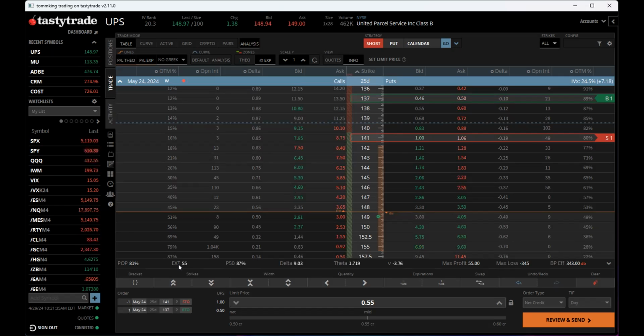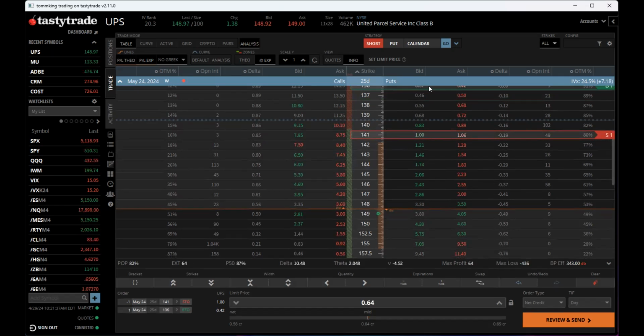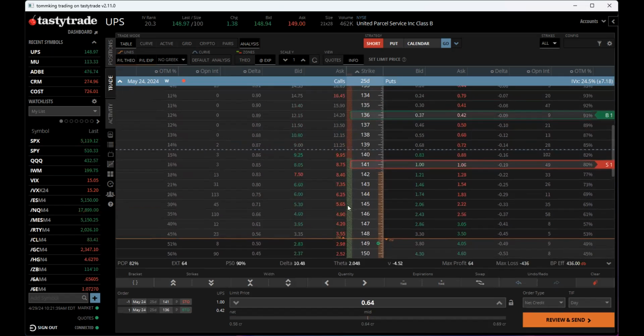Even if I had a 10% return, you could go 5 wide on this. Okay, I'm getting, it's still pretty good. 64 on 436. Here, this is still almost 15%. So this is not a bad trade on UPS here.